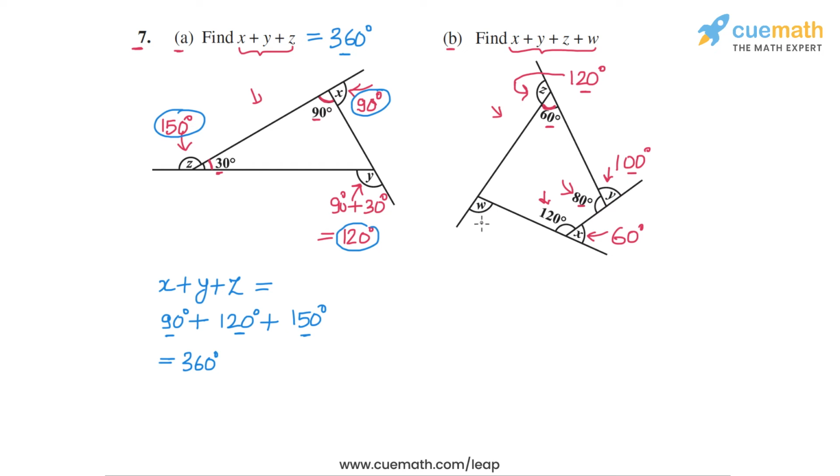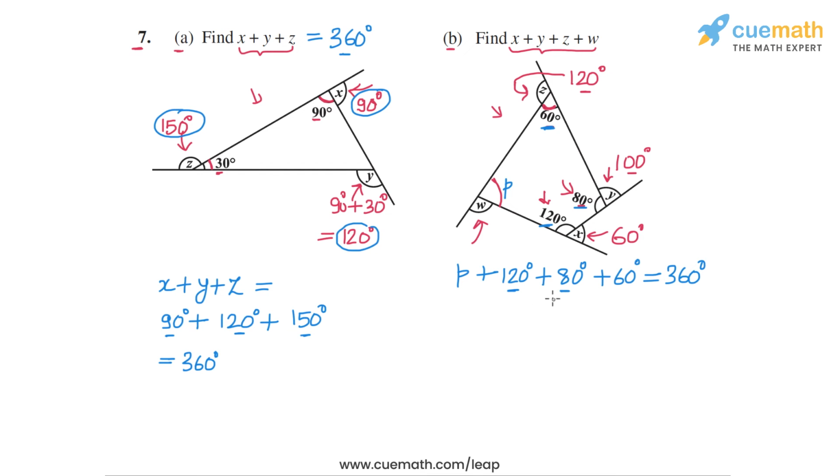And finally, what will be the measure of angle w? Now we are not given this angle here with which angle w forms a linear pair, but we can find this angle using the fact that the sum of the interior angles of the quadrilateral must be 360, and we have three of the four interior angles. So let's call this angle P. So angle P plus the other three angles 120, 80 and 60, this sum should be equal to 360 degrees.